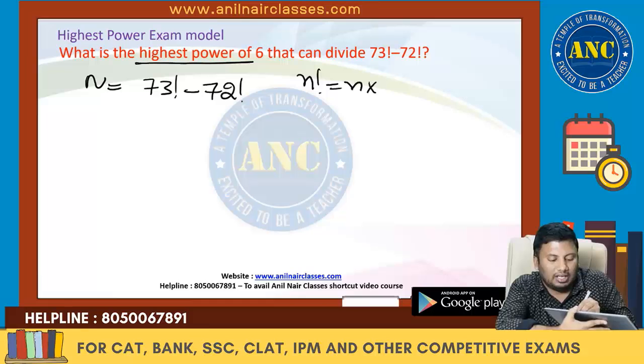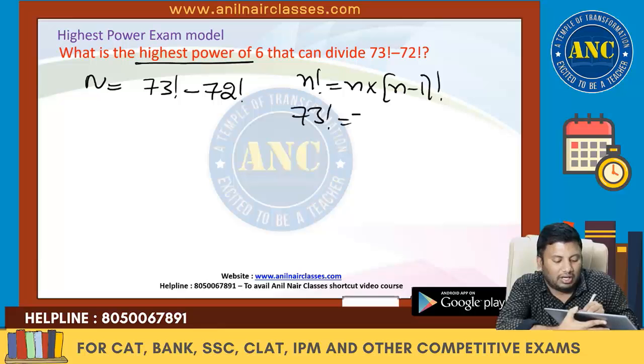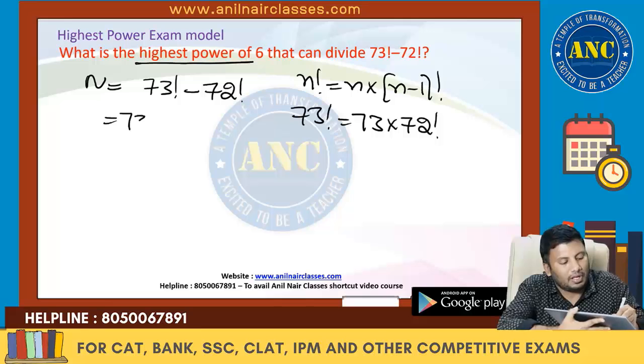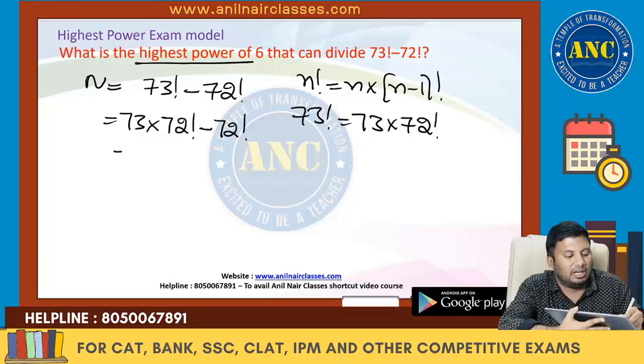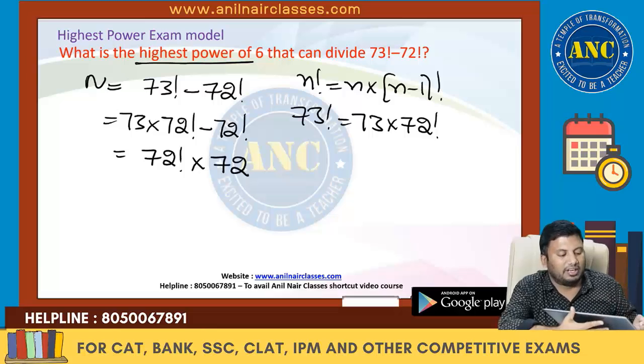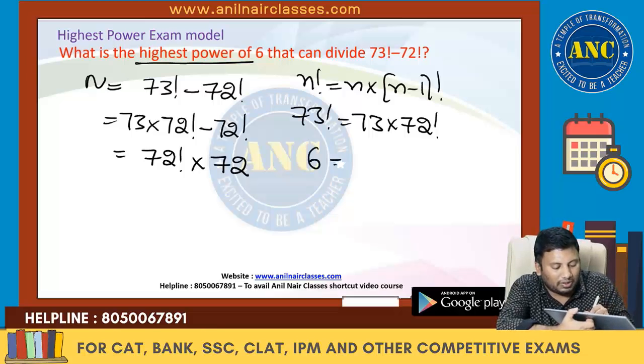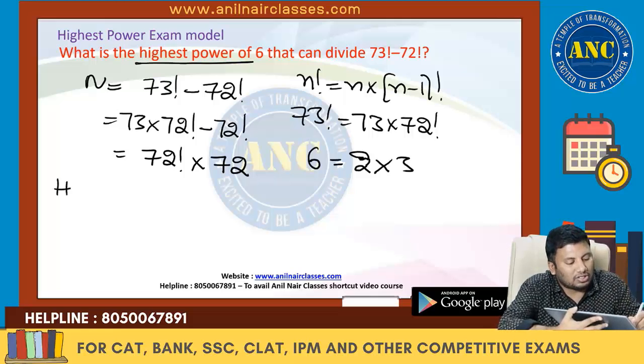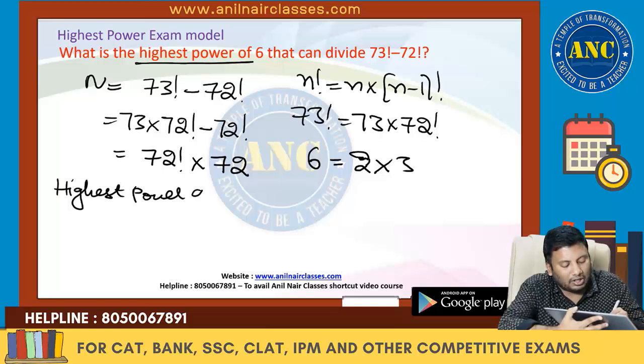N factorial is n into n minus 1 factorial. 73 factorial is 73 into 72 factorial. So 73 into 72 factorial minus 72 factorial is 72 factorial into 72. I want the highest power of 6. 6 is 2 into 3. So the highest power of 6 in 72 factorial.